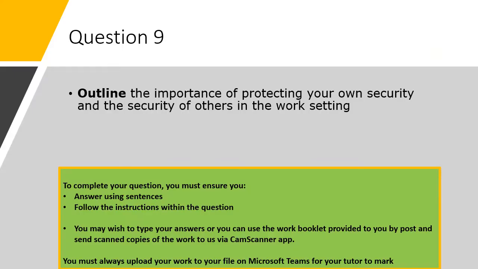So that brings you to question number 9, and you need to outline the importance of protecting your own security and the security of others in the work setting. So think about the last 2 examples and some of the comments that we made, and outline why it's important that you protect your own security and the security of others in the work setting.